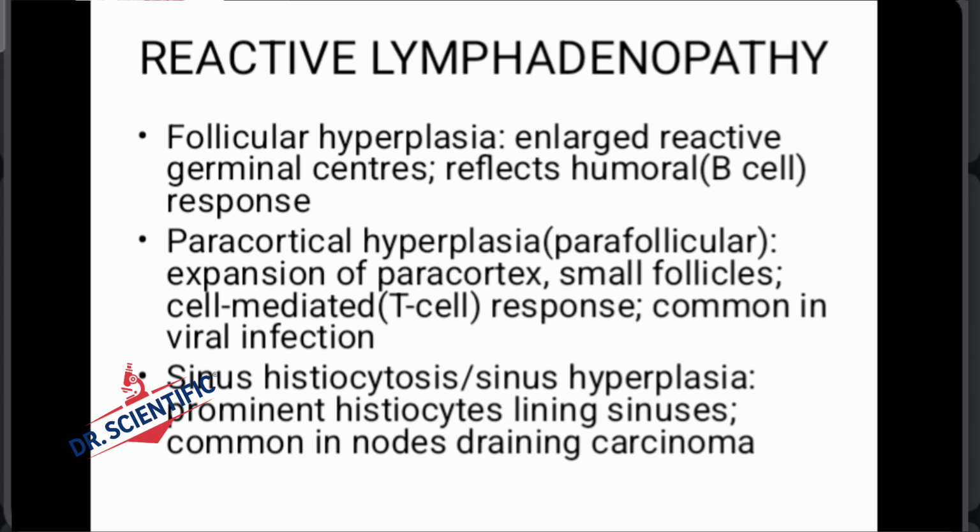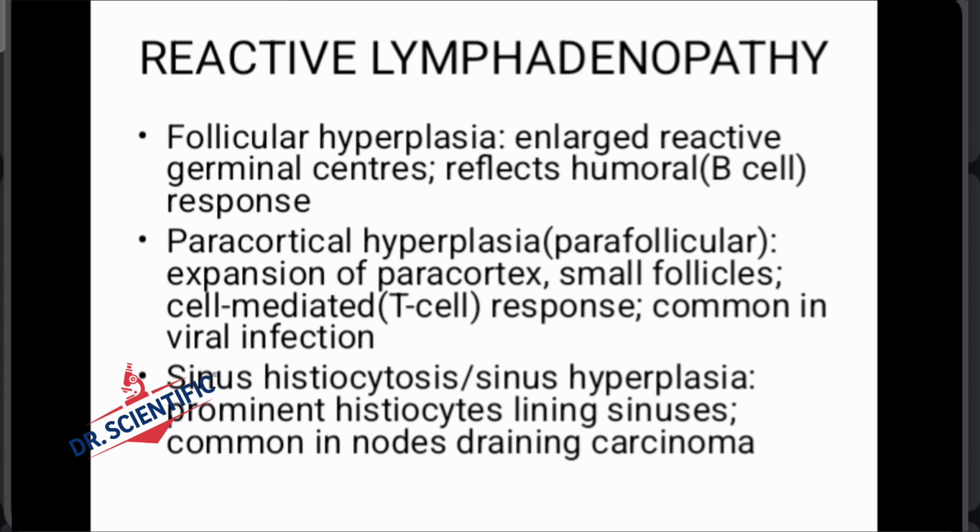And then we can also have paracortical hyperplasia. Remember, in the lymph node, we talked about the hyperplasia. This is the expansion of the paracortex, with small follicles. So the follicles there are small, and it is usually cell-mediated, T cell. Remember, in the paracortex, that is where you'll find most of the T cells. So it is a cell-mediated or T cell response, and this one is common in viral infection.